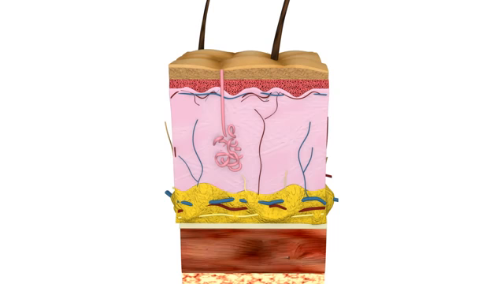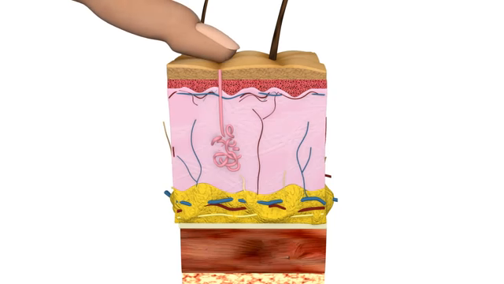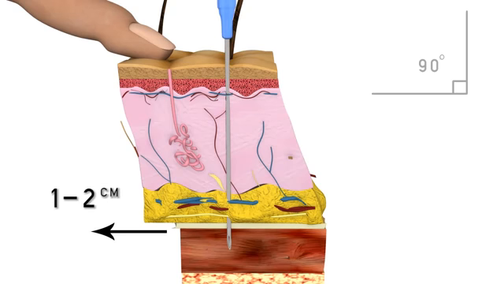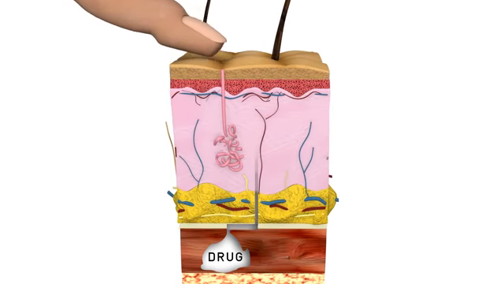The Z-track route is used when the medication can stain or cause skin irritation. For the Z-track technique, the skin is pulled to one side, which moves the subcutaneous tissue approximately 1 to 2 centimeters. The needle is inserted at a 90 degree angle, and after aspiration the medication is inserted into the muscle, whereupon the nurse waits 10 seconds. This allows the medication to disperse within the muscle. After the time lapse, the skin is released as the needle is withdrawn. This ensures that the skin closes over the injection site, preventing leakage onto the skin.